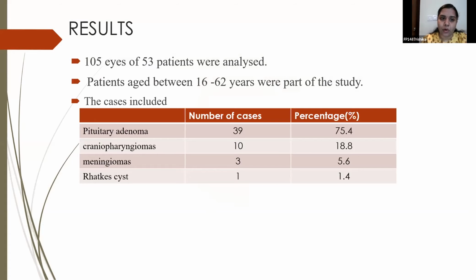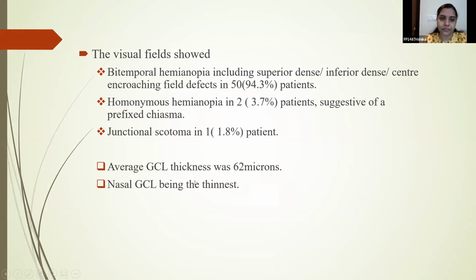Our results were as follows. We studied a total of 105 eyes of 53 patients. Patients aged between 16 to 62 years were part of the study. Majority of our cases were pituitary macroadenoma, about 75%, followed by craniopharyngioma, meningiomas, and 1% had a Rathke cyst.